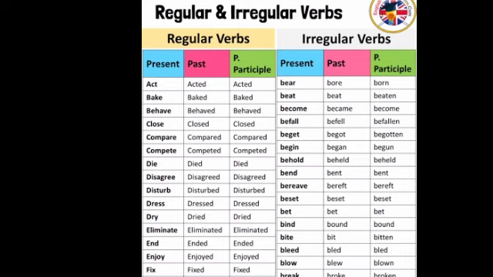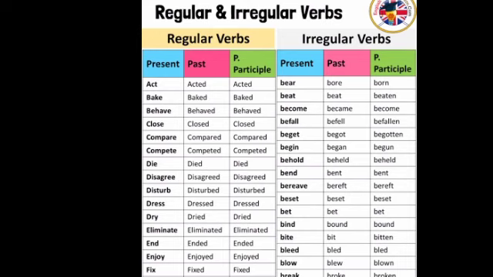Okay, then let's go through irregular verbs. Bear. In present tense, it is bear and its past tense, bore, and its past participle, born. Here, the past tense and past participles are formed in a different way. Is it clear, children? Beat, beat, beaten. Become, became, become. Befall, befell, befallen. This is the difference between regular verbs and irregular verbs.